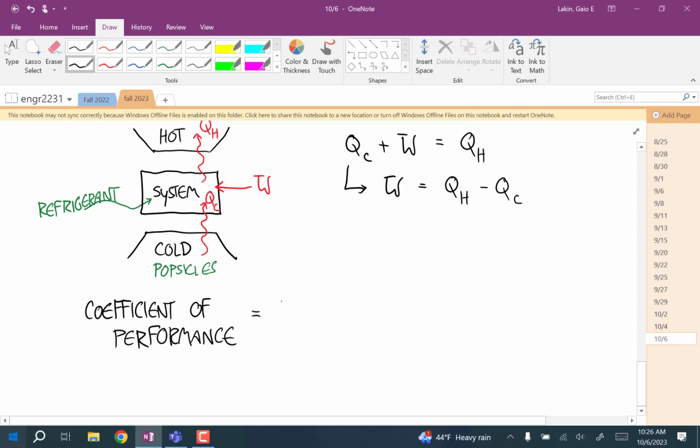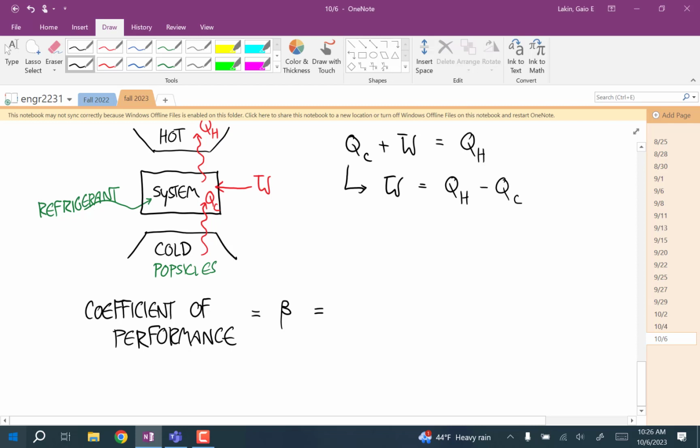That we're going to call the Greek letter gamma. And that is equal to, okay, oh, nope, it's not gamma. Sorry, it's beta for a refrigeration cycle. Gamma is going to be the heat pump cycle.